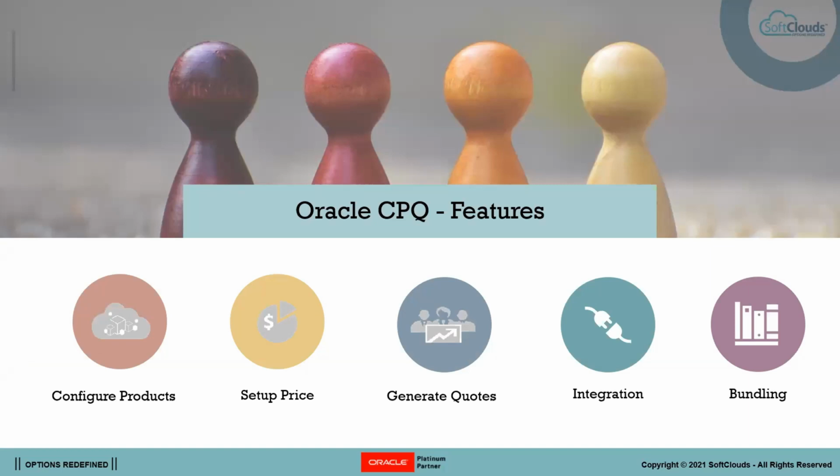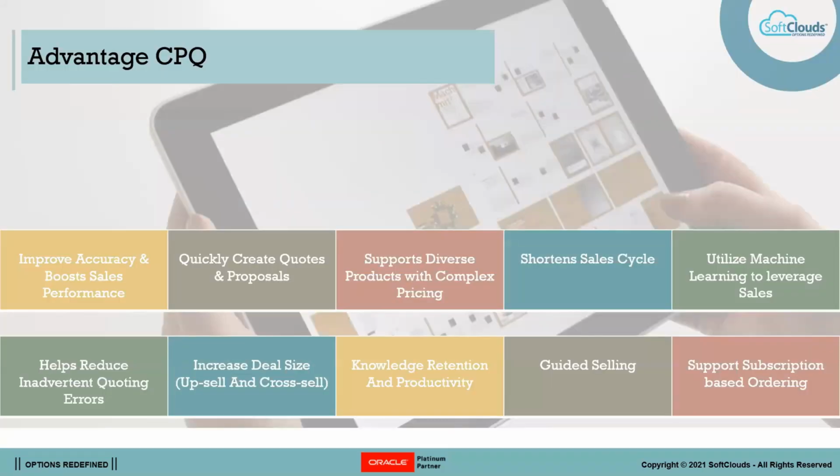So getting to CPQ, CPQ stands for Configure, Price, and Quote. And those are the three main pillars of what a CPQ process platform does. The other part of it allows for integration, and we'll talk about that a bit in terms of how CPQ integrates with other aspects of a company's business process, and then the ability to use CPQ for bundling.